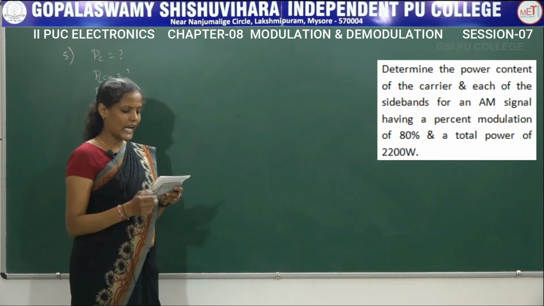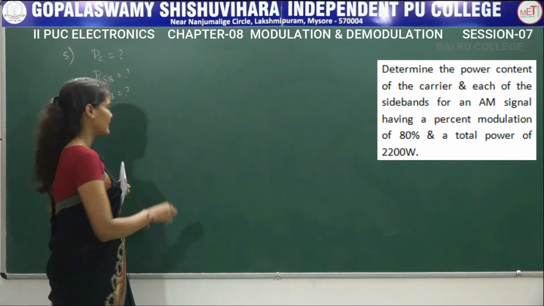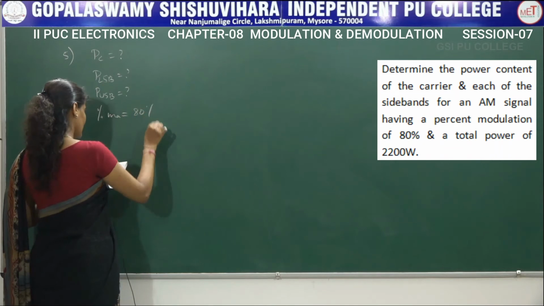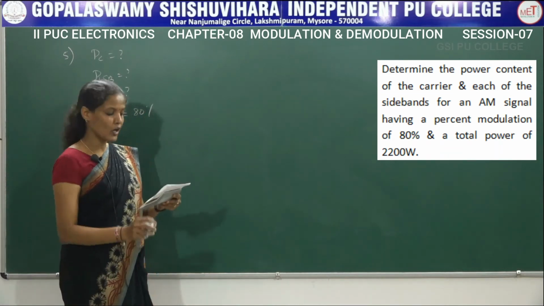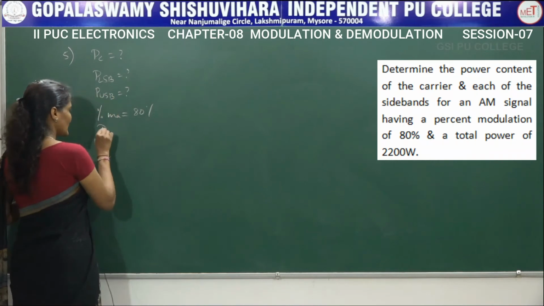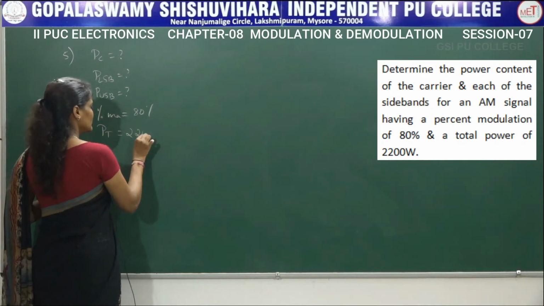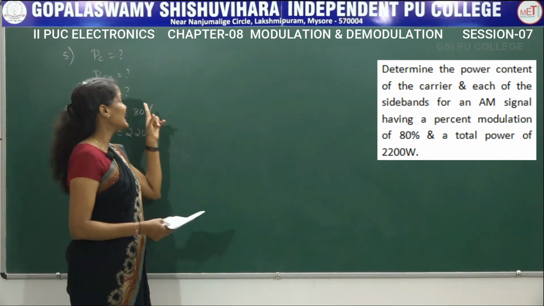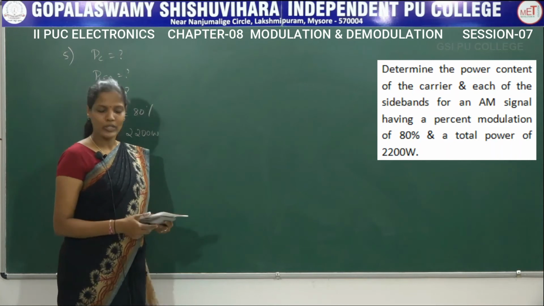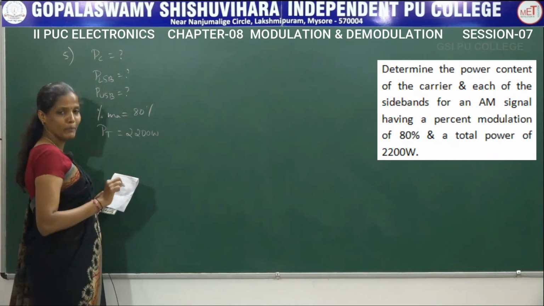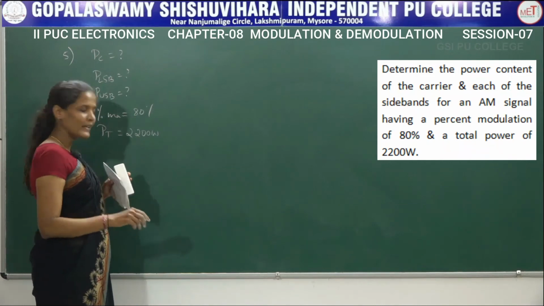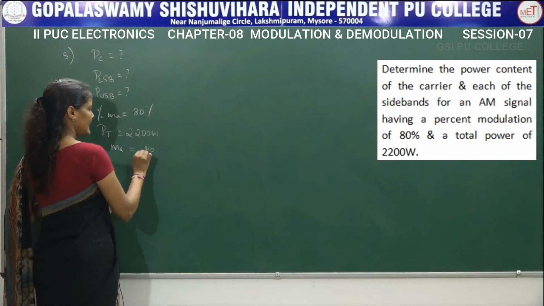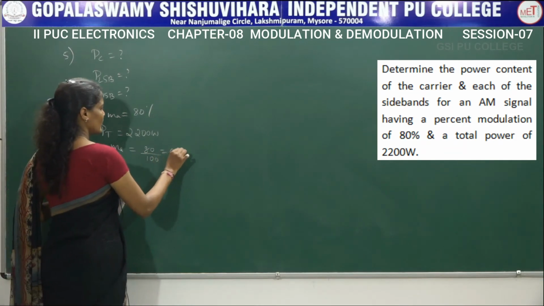For an AM signal having a percent modulation of 80%. So percent modulation is nothing but percent MA, which is equal to 80%, and the total power of 2200 watts. Total power is PT, equal to 2200 watts. So you have to find PC, PLSB and PUSB for the given value of PT. Here in this problem, MA is given in percentage. So MA equals 80 divided by 100, which gives me 0.8.